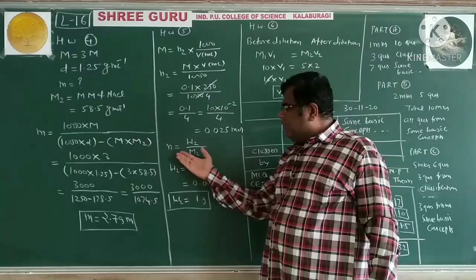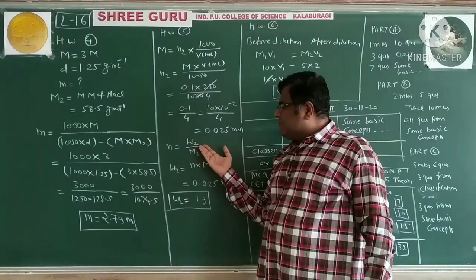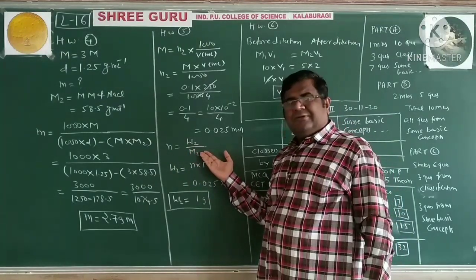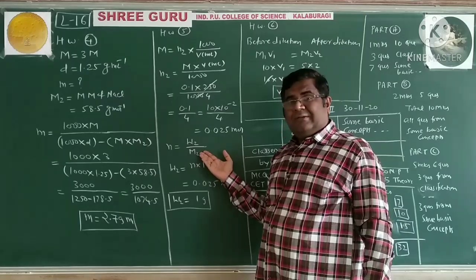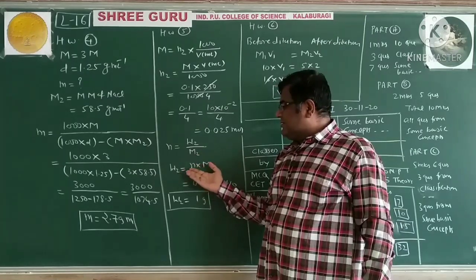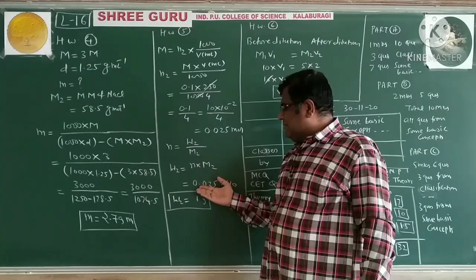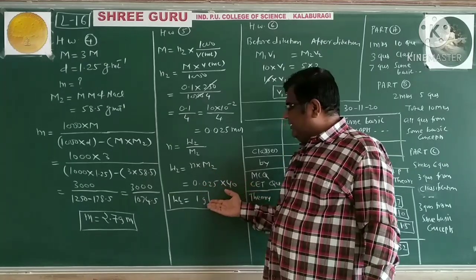And once we get number of moles, mass of that solute can be calculated by this simple formula. We have used this formula many times. So mass is equal to number of moles into molar mass. 0.025 into 40, that comes to be 1 gram.